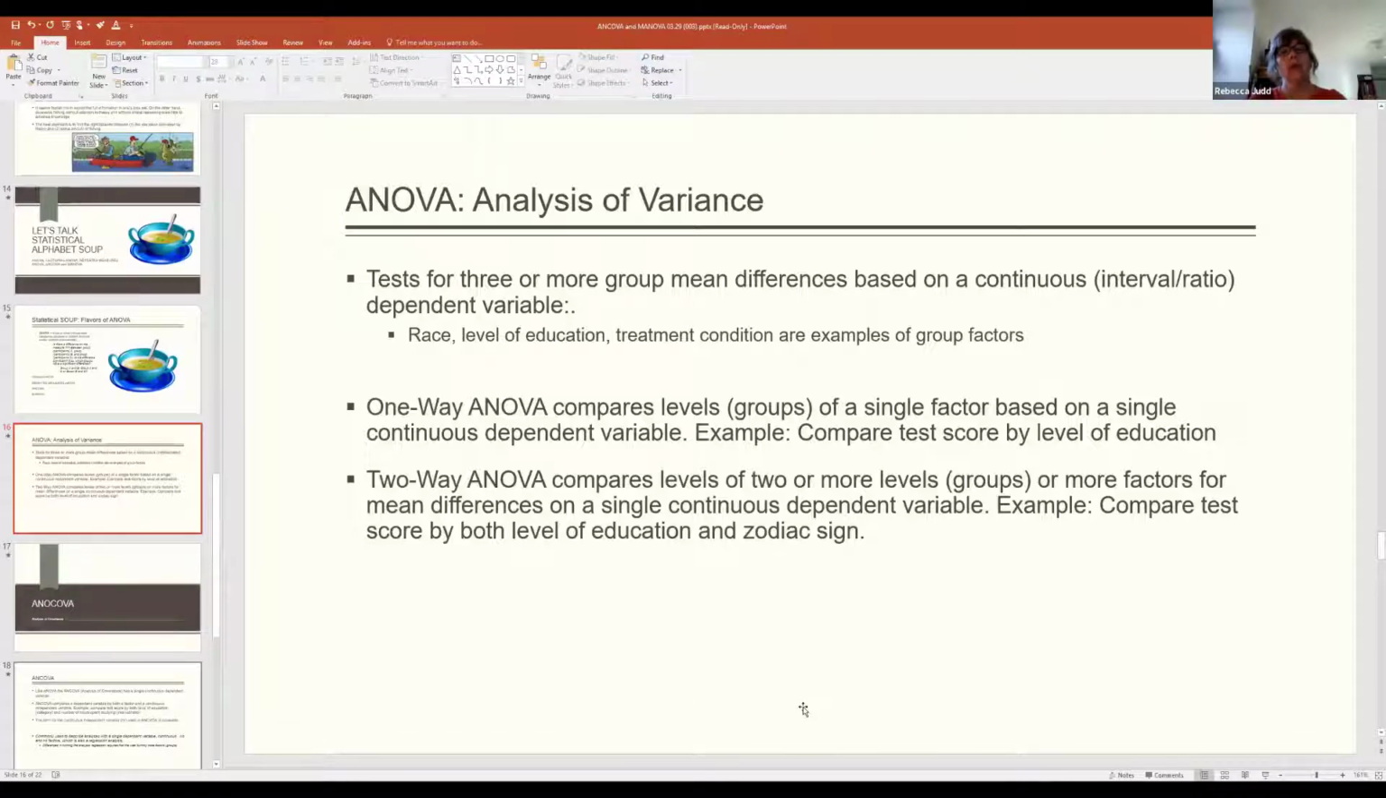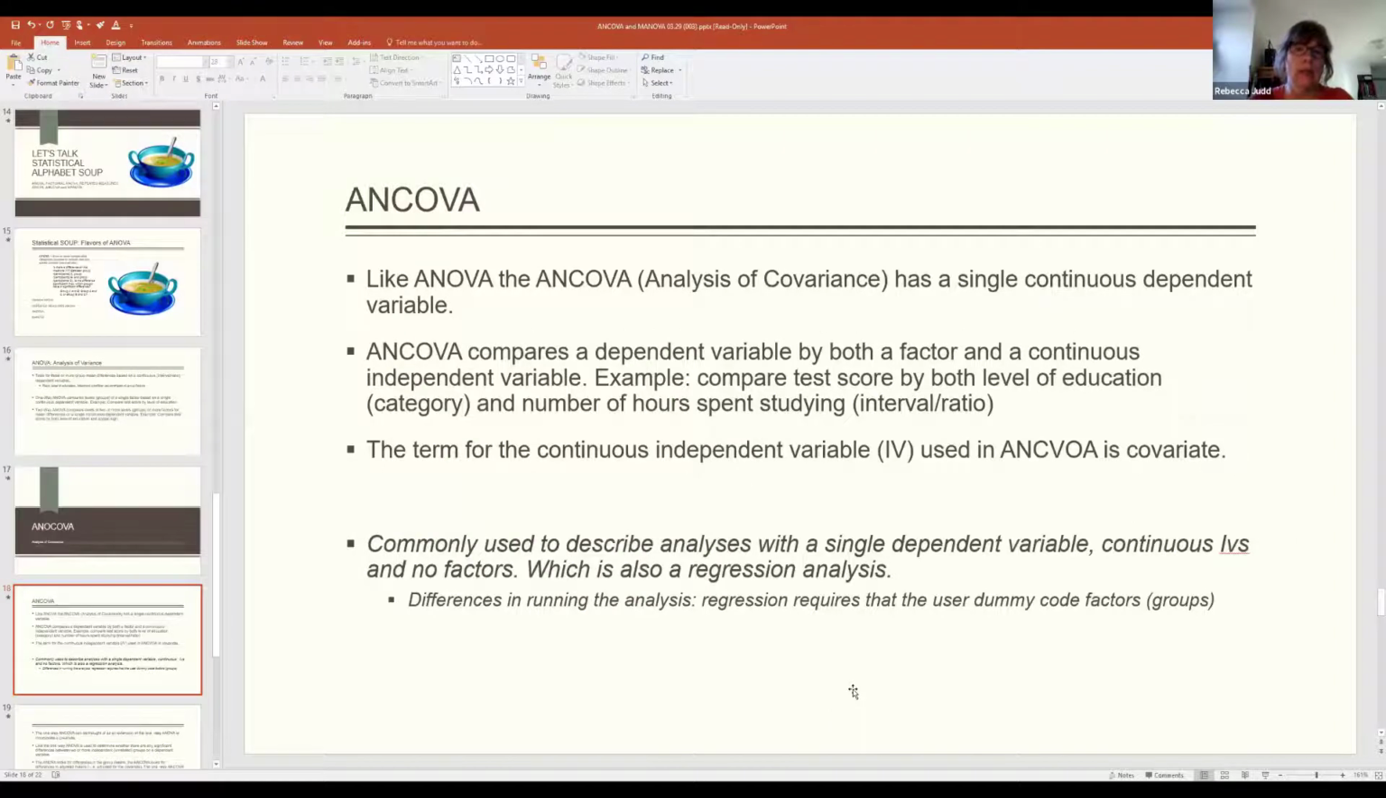So when we're talking about the ANCOVA, it's like the ANOVA, it's the analysis of covariance and has a single continuous dependent variable. So in the analysis of covariance, it compares a dependent variable by both a factor, which is like your group, so like gender, like educational level, something like that, and another continuous independent variable. So it can compare a test score by education and by number of hours spent studying.